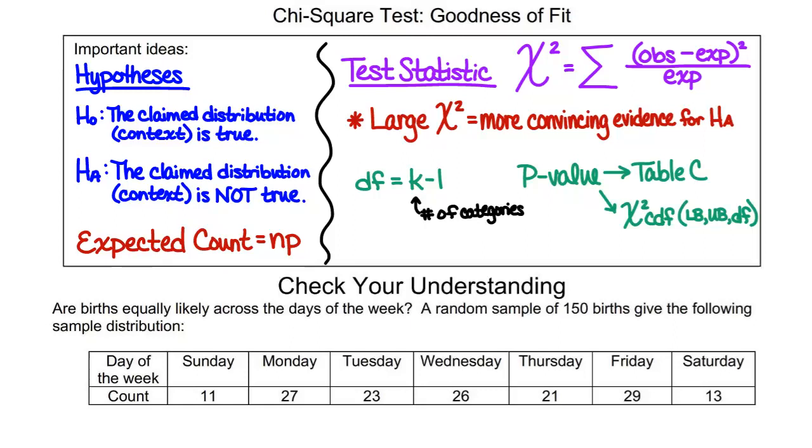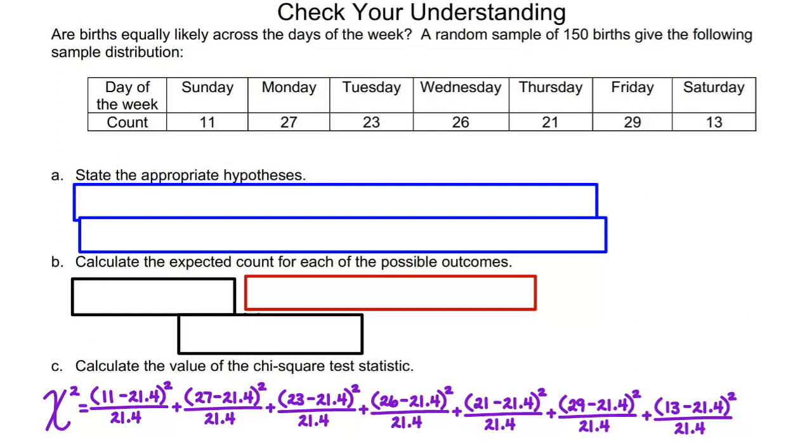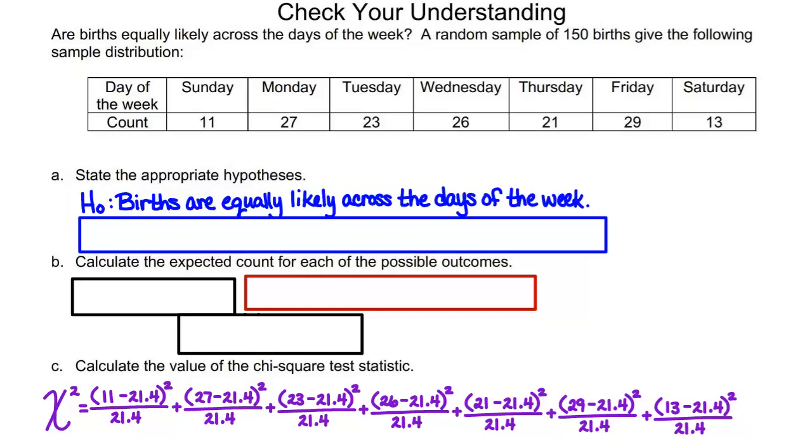I want to go ahead and try the check your understanding. Let's go ahead and do this one together. Are births equally likely across the days of the week? What would my hypotheses be? That they're all equal, or that they're distributed equally. Births are equally likely across the days of the week. What would my alternative hypothesis be? They are not.